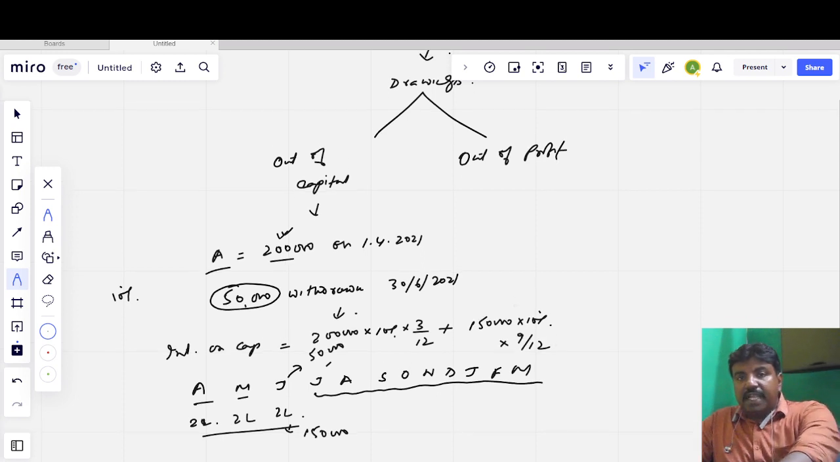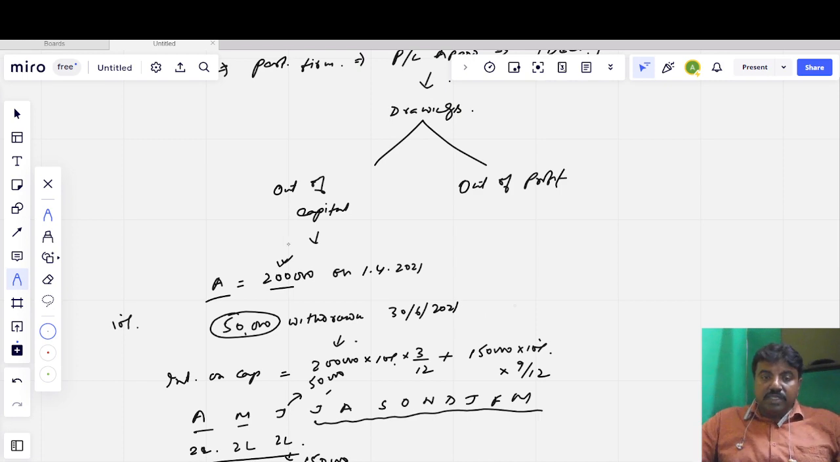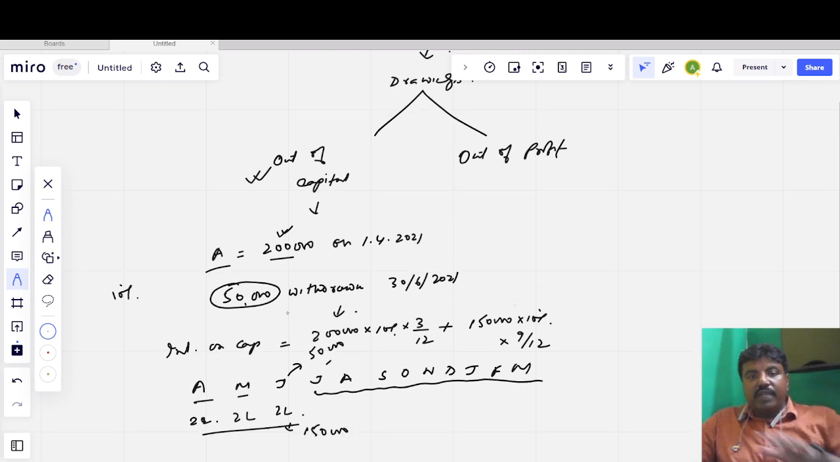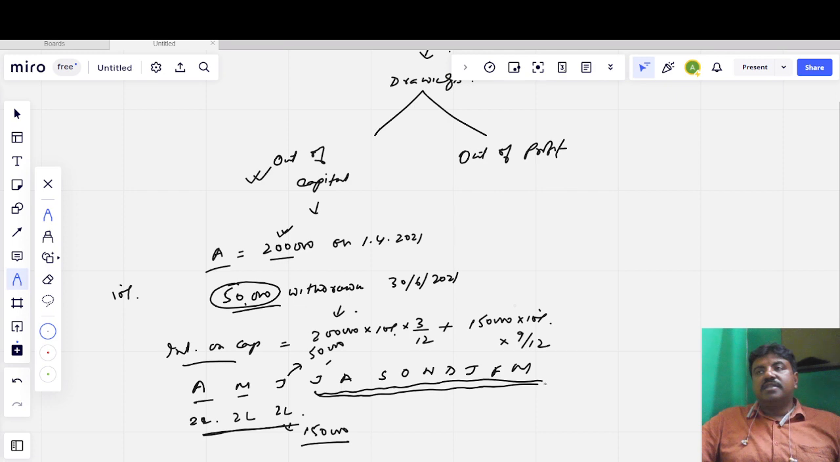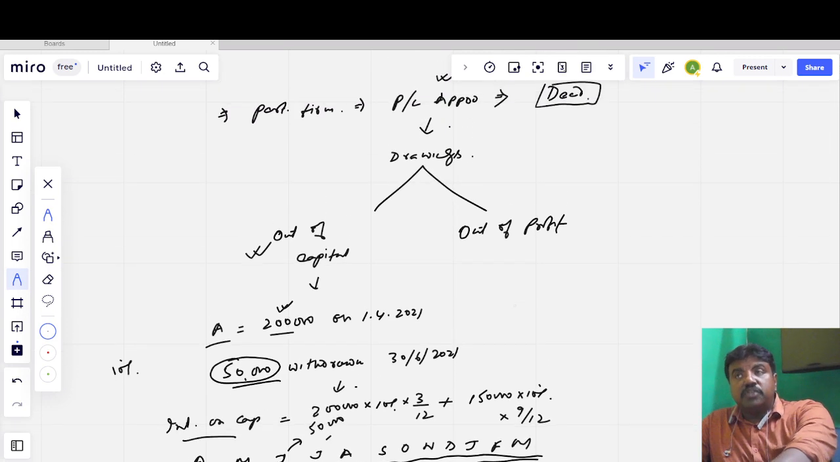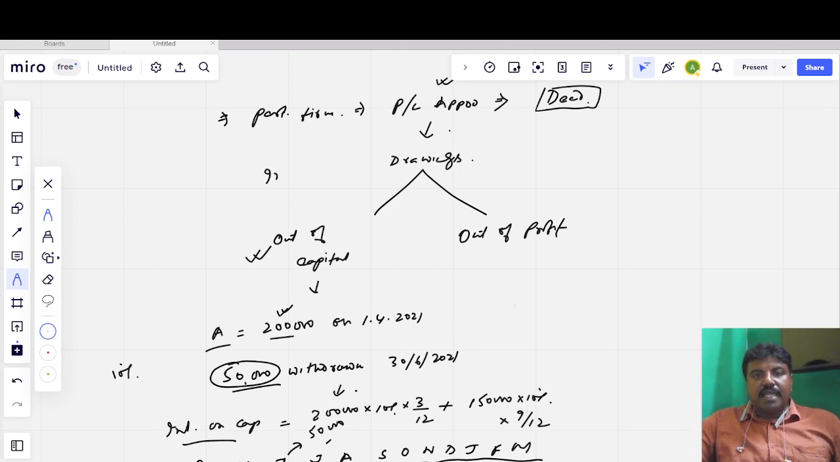So when we talk about interest on drawings, if the drawings are out of capital, then interest on drawings is not calculated separately. Since it is out of capital, while calculating interest on capital, we simply deduct the drawings amount. As you can see here, 2 lakh is for 3 months. Thereafter the capital balance reduced to 1,50,000 and 1,50,000 was calculated for the next 9 months. So always remember, in profit and loss appropriation, when we talk about interest on drawings, that is basically interest on drawings made out of profit.